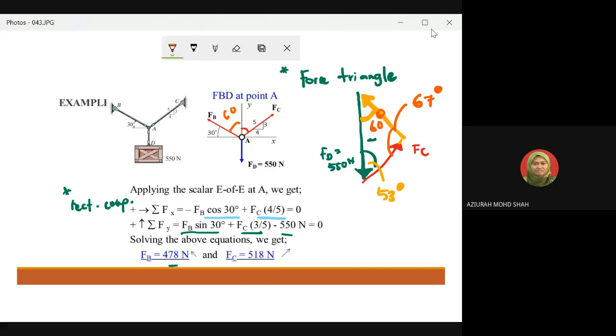You want to use which law? Why use cosine law? Use sine law. You like complicating things for yourselves, right? You know that you can use sine law easily. Just use sine law.